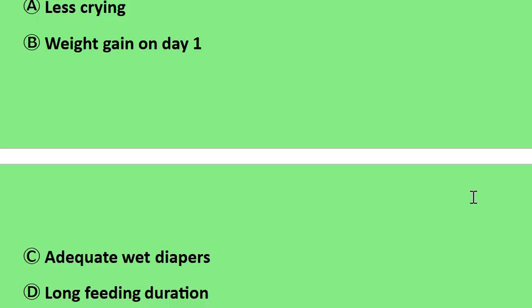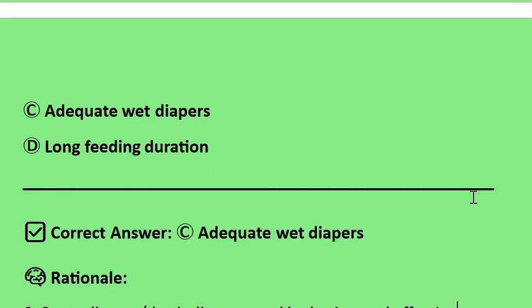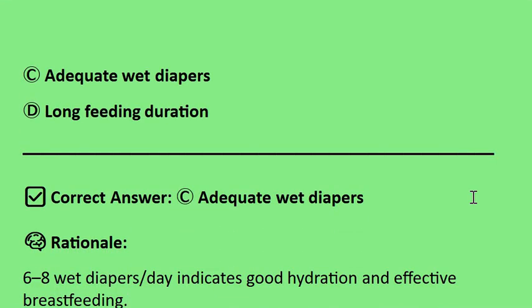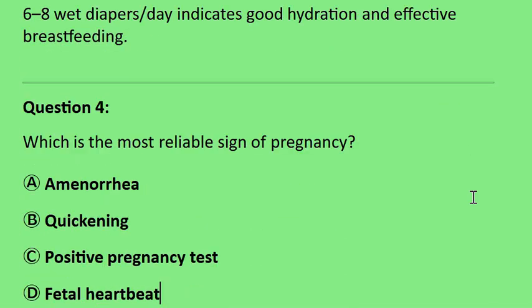For this question, the correct answer is option C, adequate wet diapers. The rationale is 6 to 8 wet diapers per day indicate good hydration and effective breastfeeding. Let's move to question number 4. Which is the most reliable sign of pregnancy?